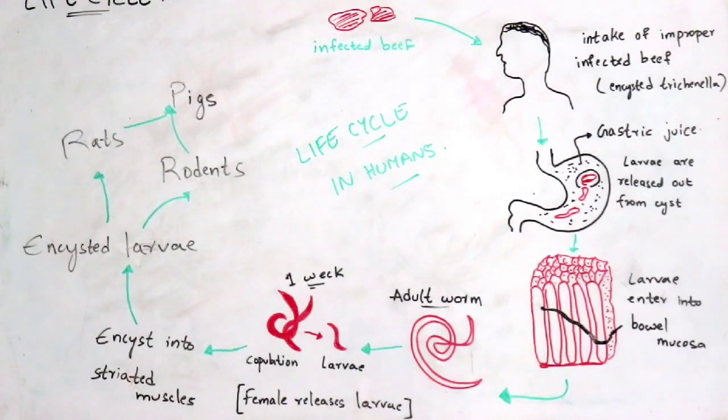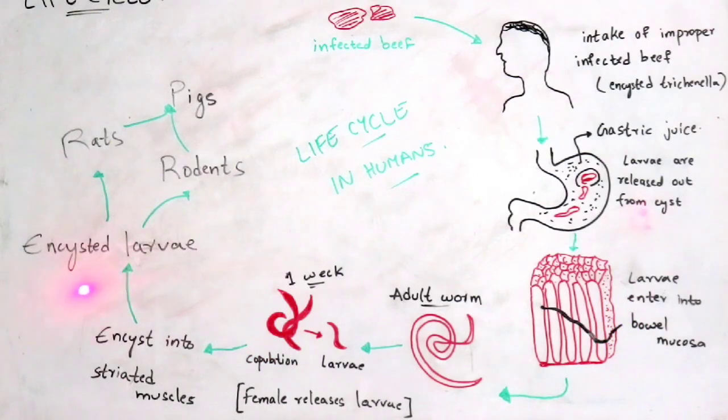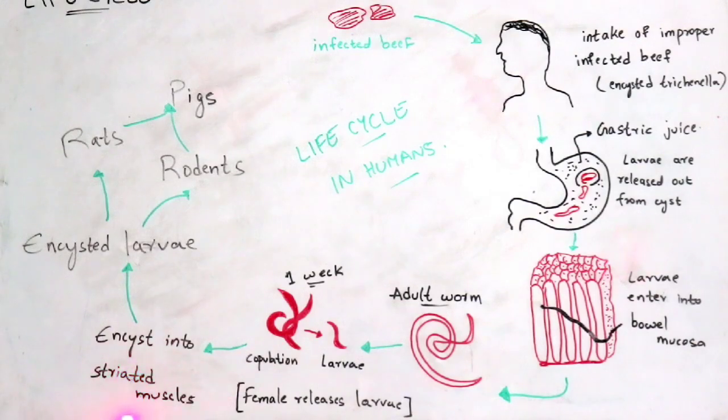So encystment takes place within the striated muscles. What is the lifespan of that encystment? It will be 4 to 5 weeks. Within 4 to 5 weeks, the larvae which enter the striated muscles undergo encystation and transform into encysted larvae.